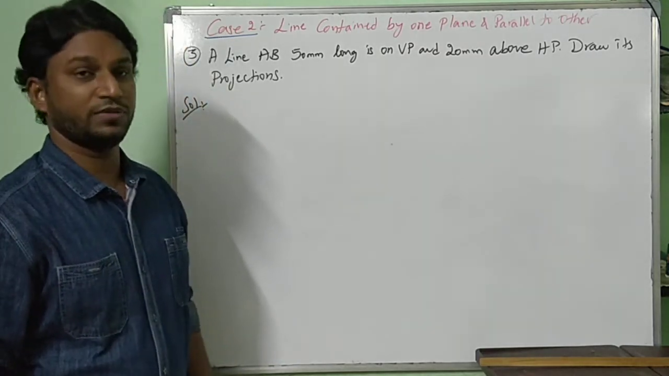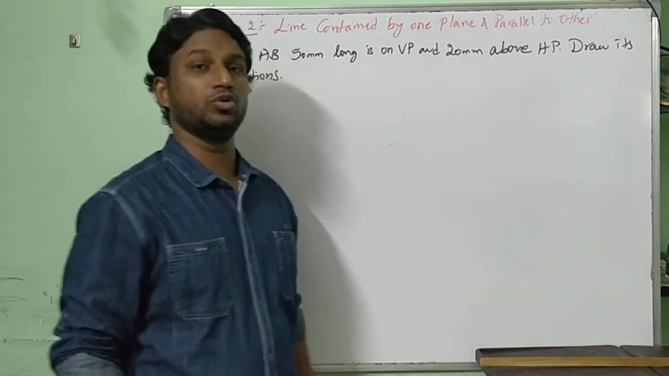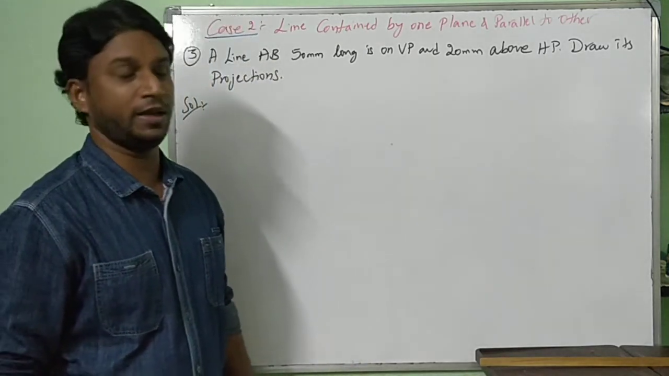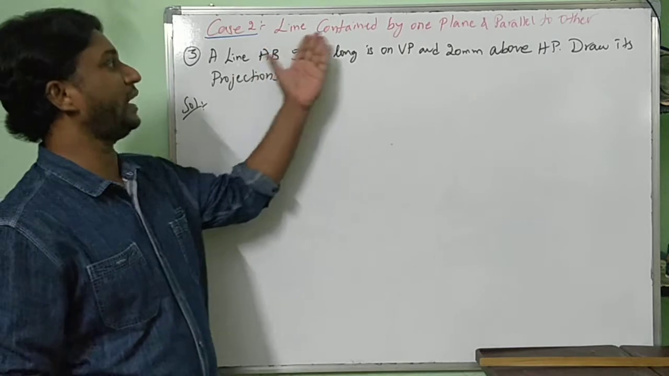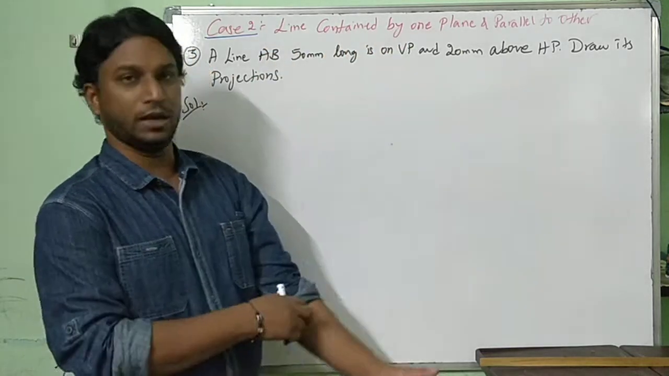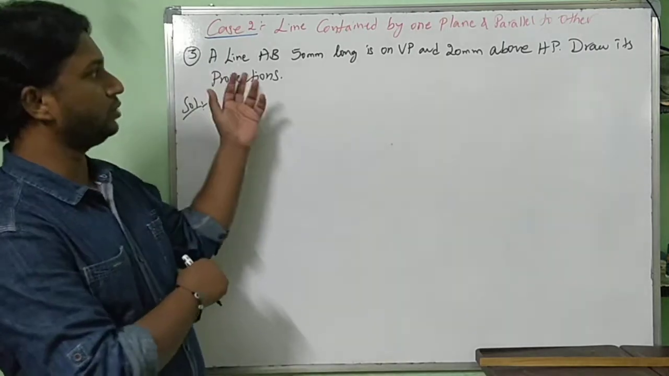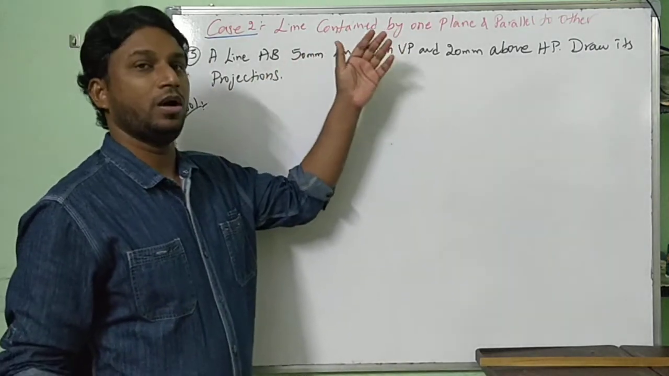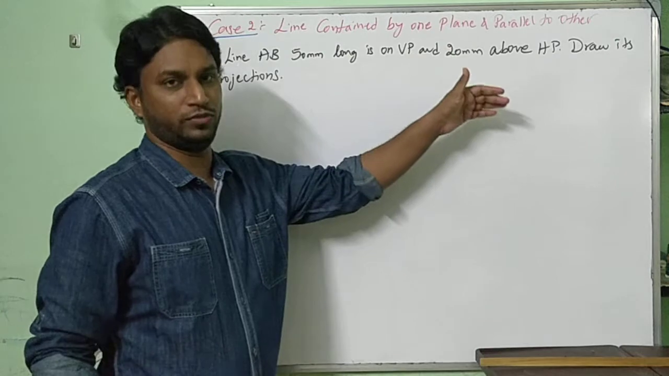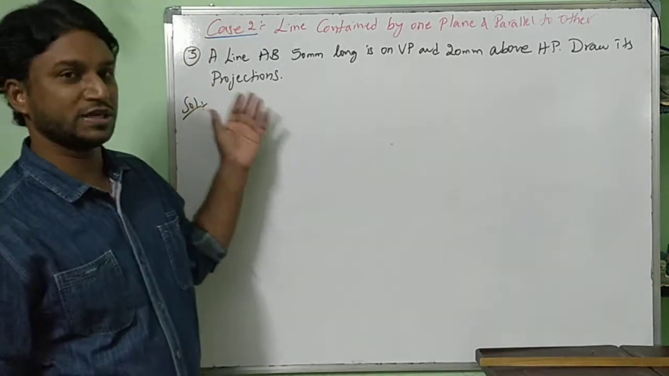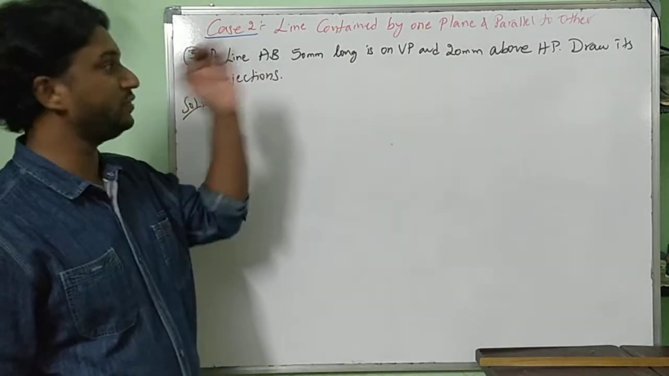In previous tutorials we have discussed case 1, line parallel to both the horizontal plane and the vertical plane. Case 2, we started with the line contained by one plane and parallel to the other. Already we have discussed one problem on that, which is problem number 2, line contained on HP and parallel to VP. Now we will discuss another problem, an example of this case.